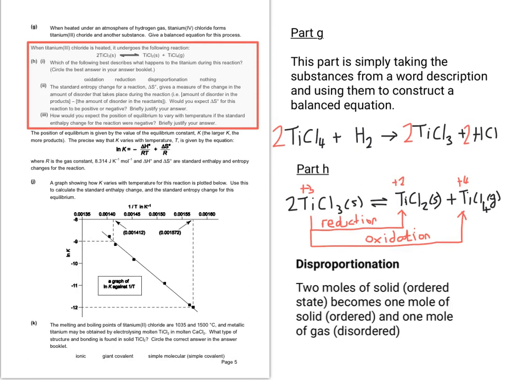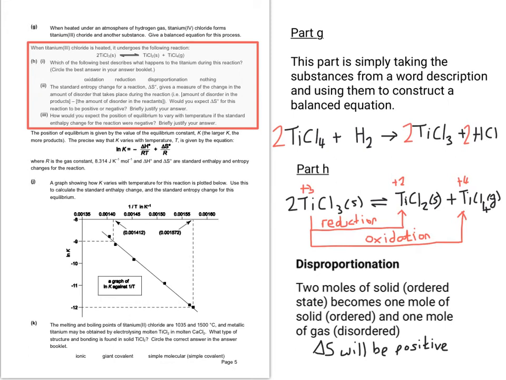So 2 moles of solid, which is an ordered state, becomes 1 mole of solid, which is the TiCl2, and 1 mole of gas, which is the TiCl4. So gas is more disordered than solid. Therefore, the delta S value will be positive, or it will increase.